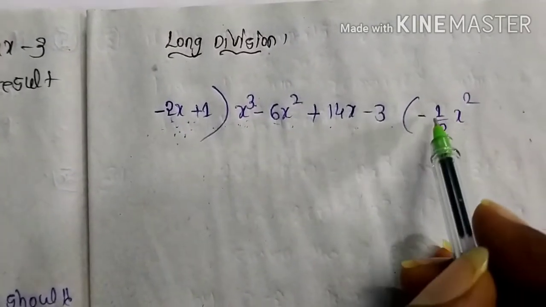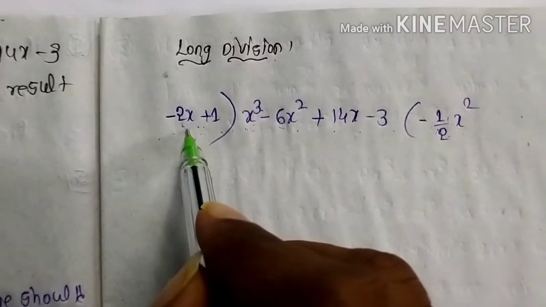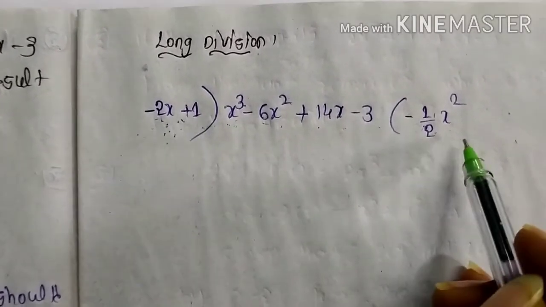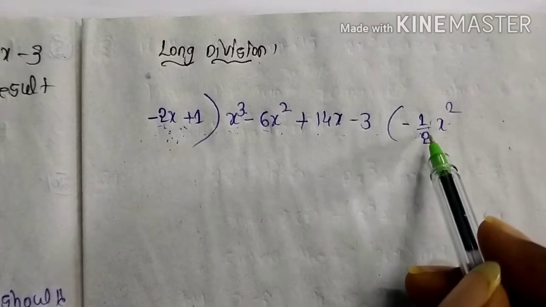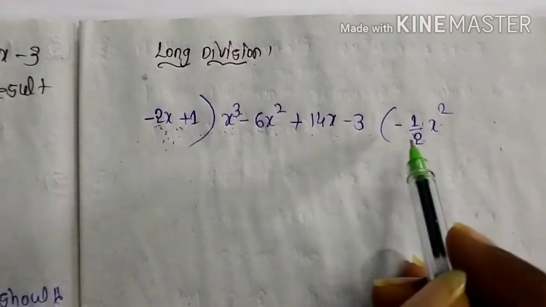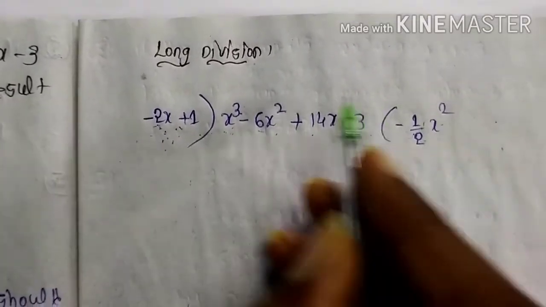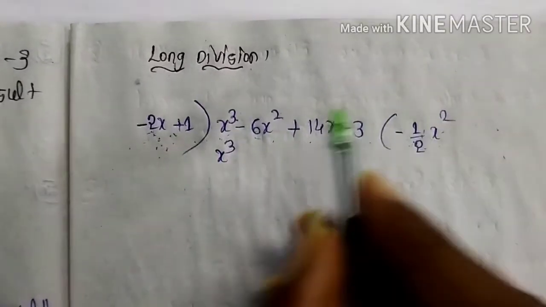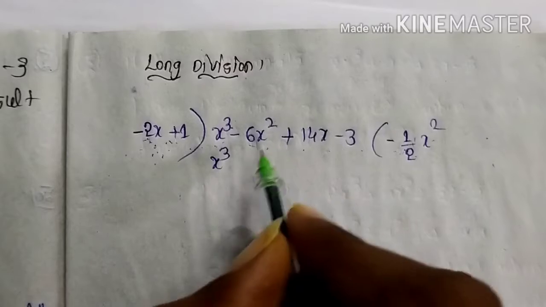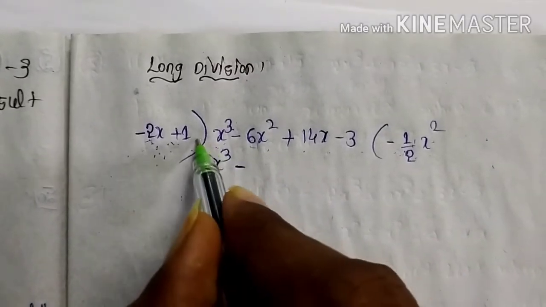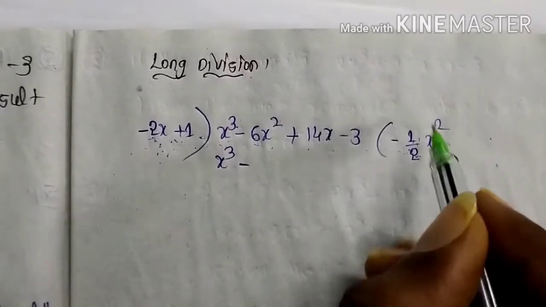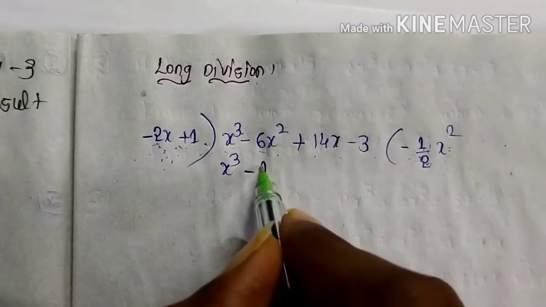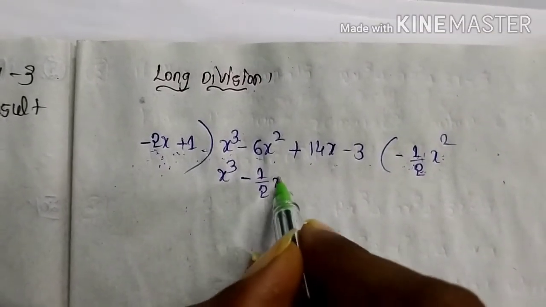Now you can multiply minus 1 by 2 x square into the divisor. Minus 2x into minus 1 by 2 x square. You will get 2 cancel. Minus into minus, plus. Here x into x square you will get x cube only. You can write here x cube, plus into minus, you will get minus 1 into 1 by 2 x square. You will get 1 by 2 x square only. 1 by 2 x square.